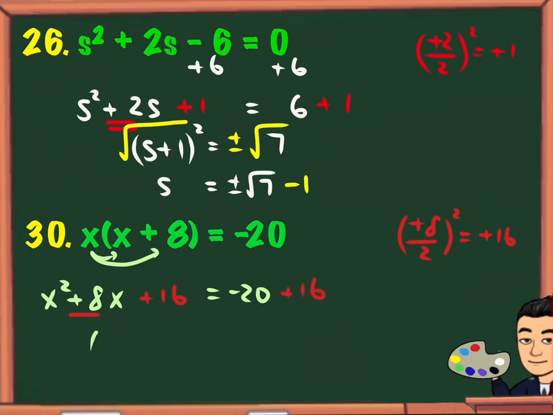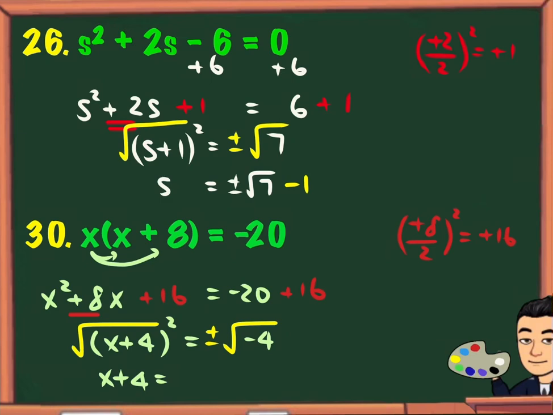So this is going to equal (x plus 4) squared equals negative 4. Take the square root on both sides. This becomes plus or minus, so x plus 4 is going to equal plus or minus 2i. If you subtract 4 on both sides, you can isolate the x. So x is going to equal plus or minus 2i minus 4, and that's your answer.